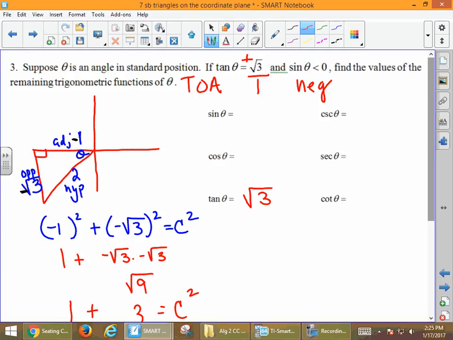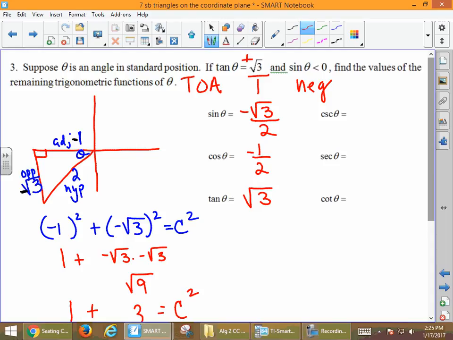But as we look back at the others, sine. Sine is opposite divided by hypotenuse. Negative the square root of 3 divided by 2. Cosine is the adjacent over the hypotenuse. Negative 1 half.